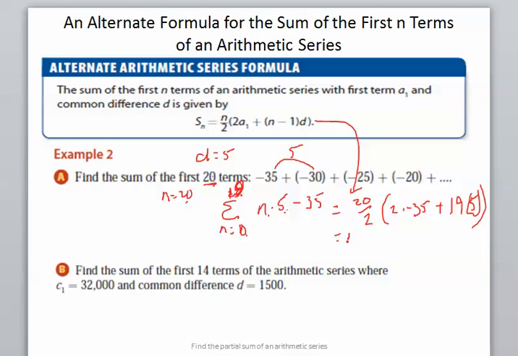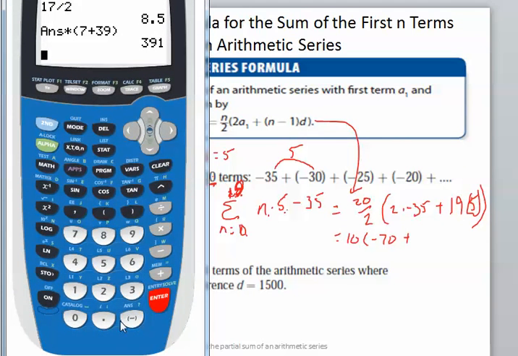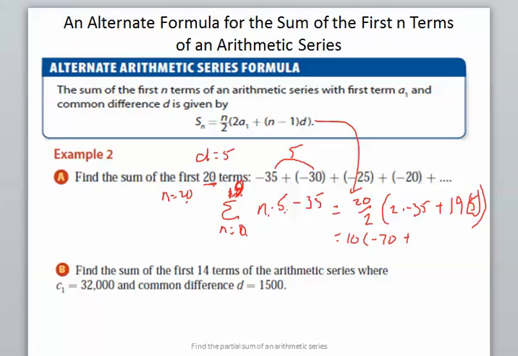Okay, this is equal to 10 times negative 70 plus 19 times 5. So negative 70 plus 19 times 5. And what do I get when I do that? I get 25 times 10. I get 250. Look back up here, and get 250.